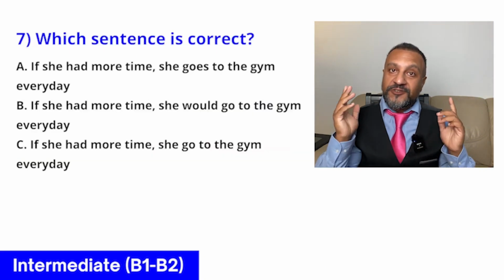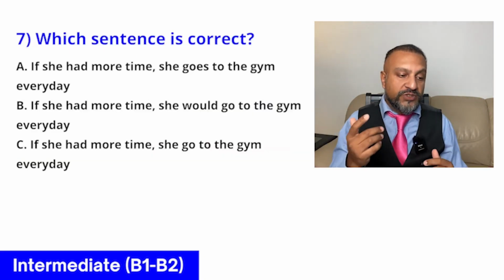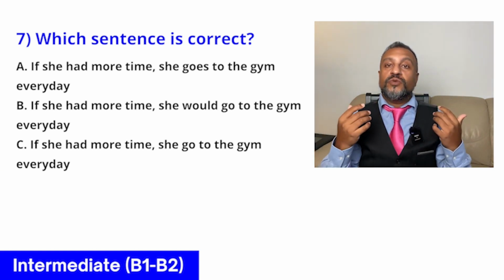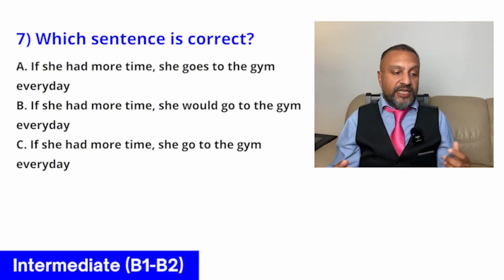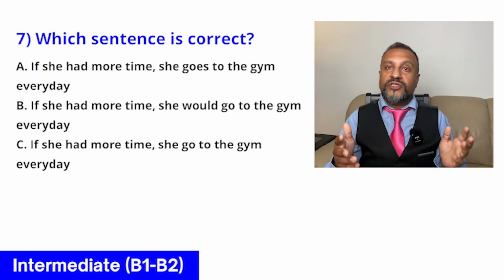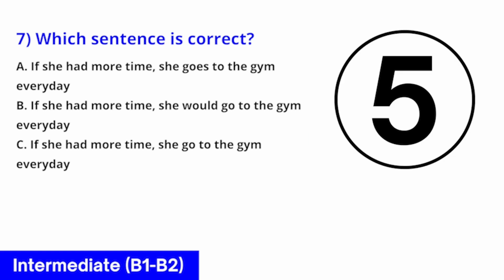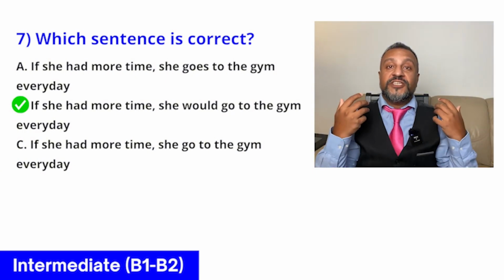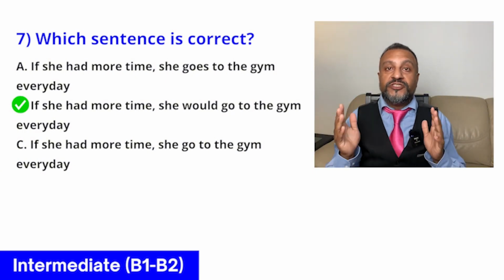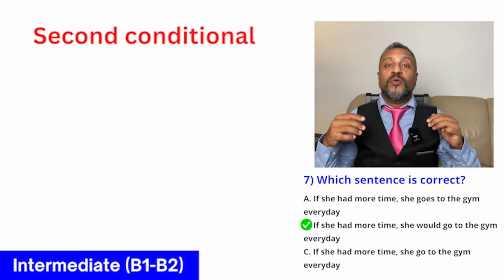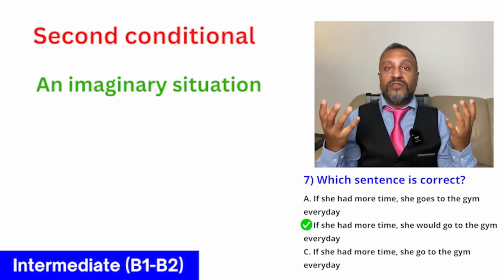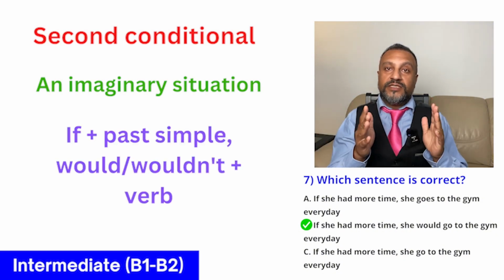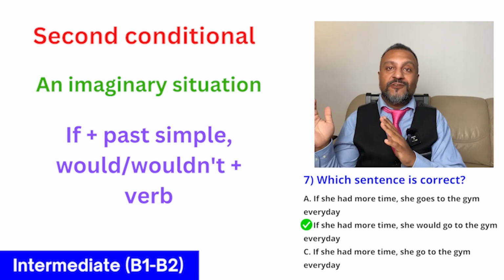Which sentence is correct? If she had more time, she goes to the gym every day. If she had more time, she would go to the gym every day. If she had more time, she go to the gym every day. The answer is, if she had more time, she would go to the gym every day. With the second conditional, we talk about an imaginary or hypothetical situation that is not real. We have if plus the past simple, would plus the main verb.